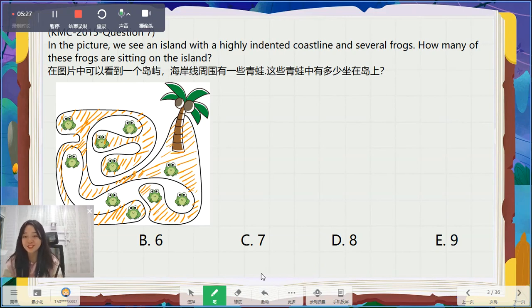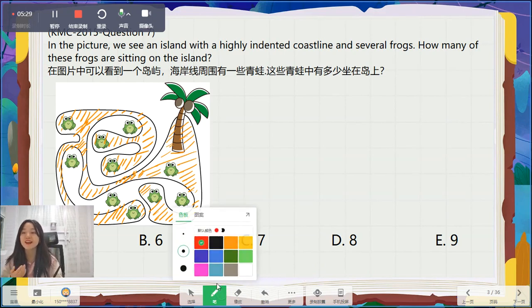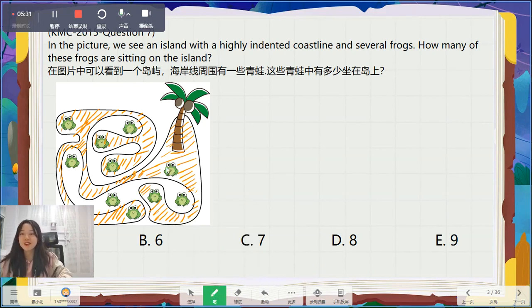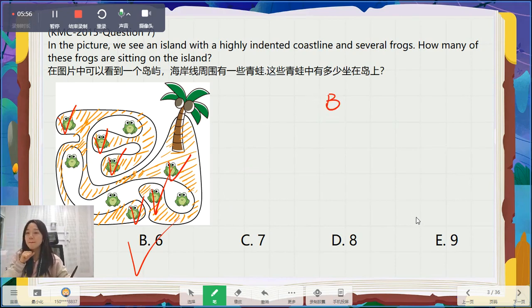Now we can start to count. Yeah, how many frogs are on this island? One, two. Oh, sorry, not this one. 1, 2, 3, and 4, 5, 6. Okay, so after we paint the island into shaded area, it's easier to find and distinguish which frog is on the island. Okay, so we can see the correct answer for the second question is B.